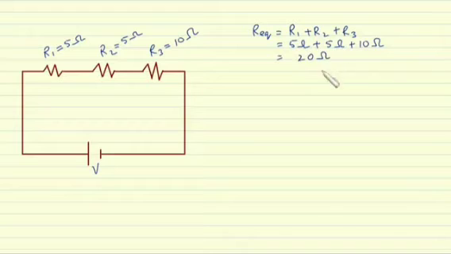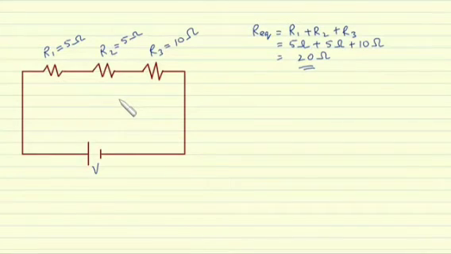So if we draw this circuit again, and instead of these three resistors we place only one resistance R of value 20 ohm, then that circuit and this circuit, both circuits are one and the same thing. There's no difference at all.